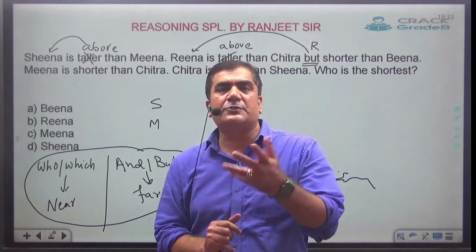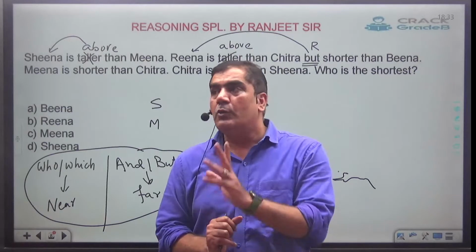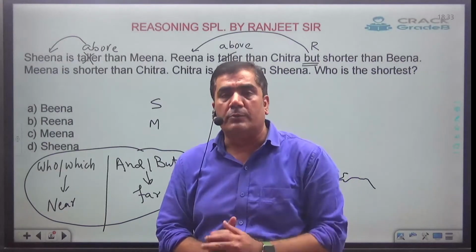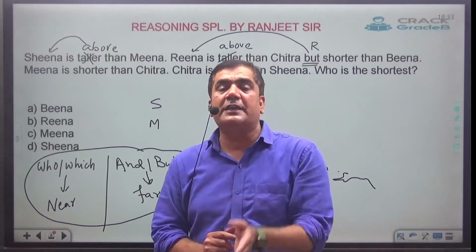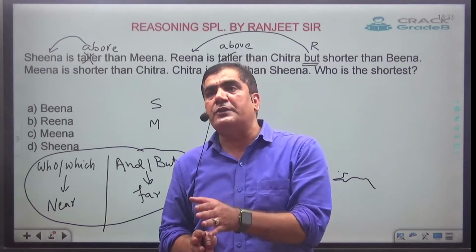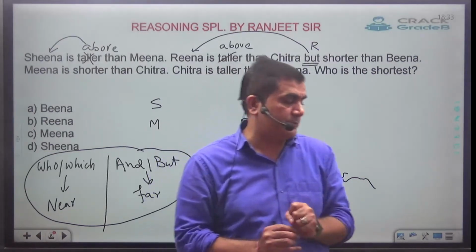Sir, and stands for whom? But stands for whom? Who stands for whom? And which stands for whom? So remember, and, but always stands for the far person. Who or which always stands for the near person.